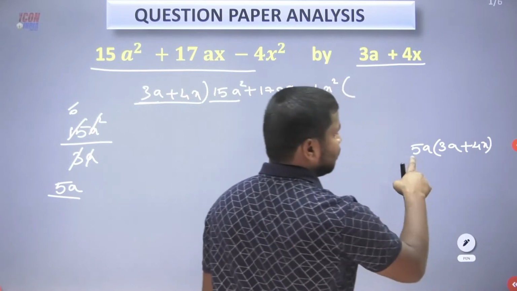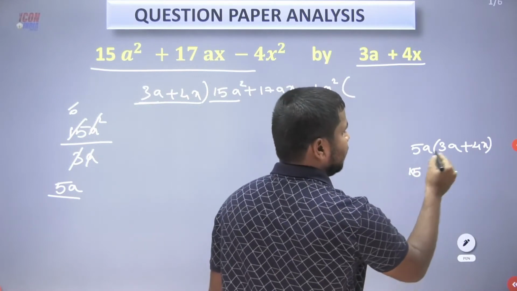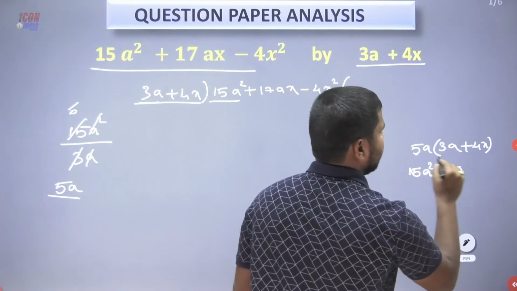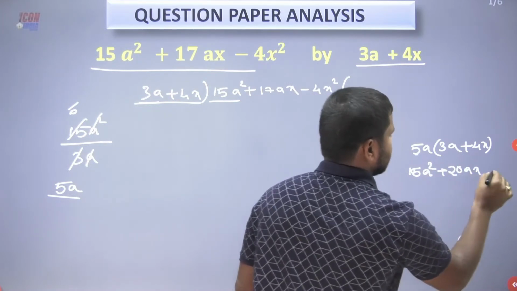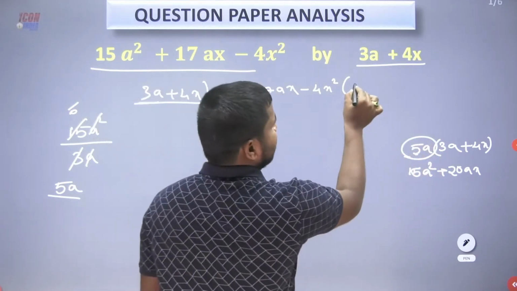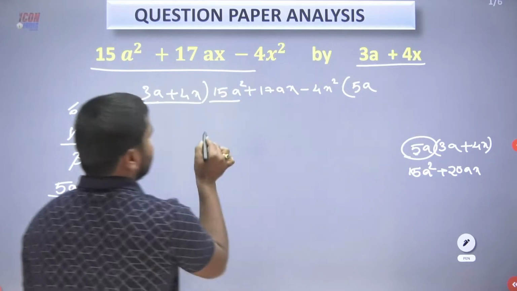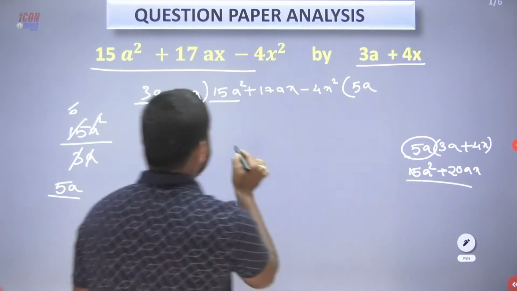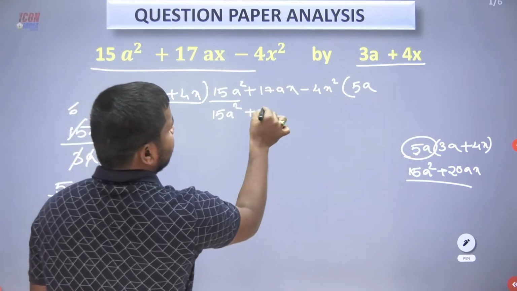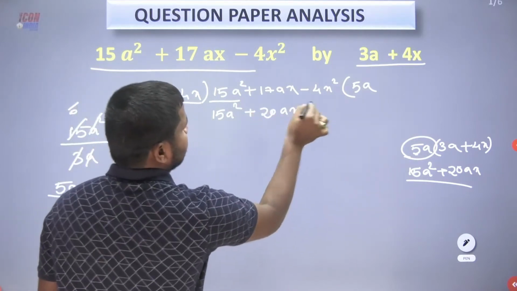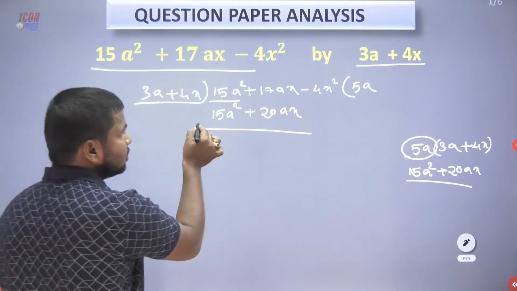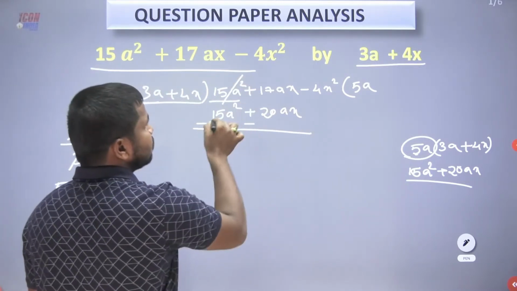So what happens? 5 3s are 15 and a into a will become a square. 5 4s are 20 and a into x will become ax. So what have we multiplied? We have multiplied with 5a. Take 5a in the quotient, and whatever result we got, we need to take here: 15a square plus 20ax. Right, so when you subtract this, the signs will get changed, minus and minus, these two will get cancelled.